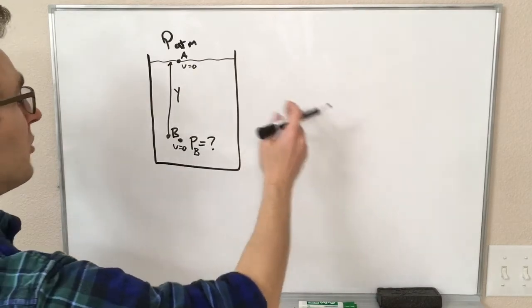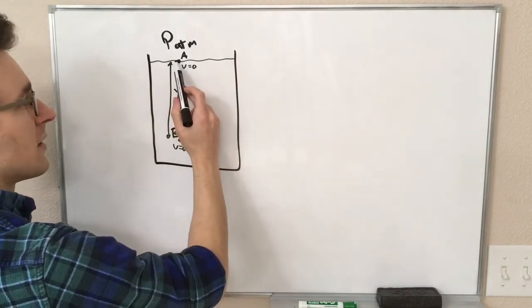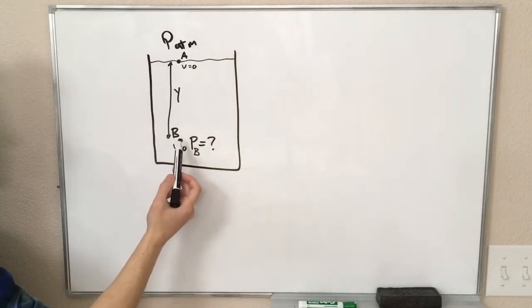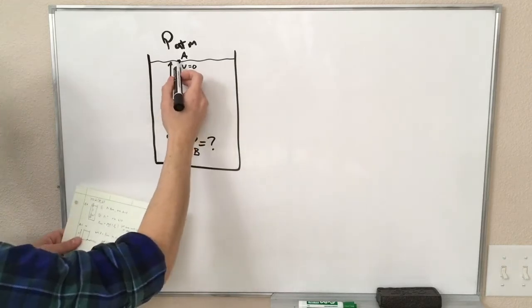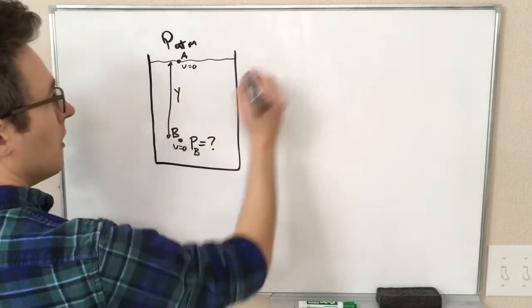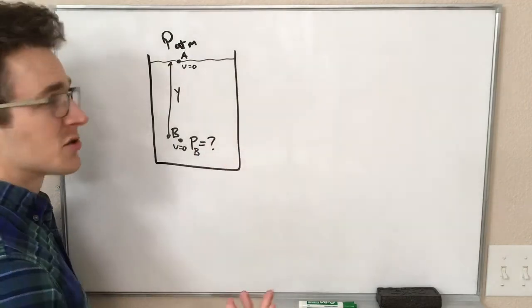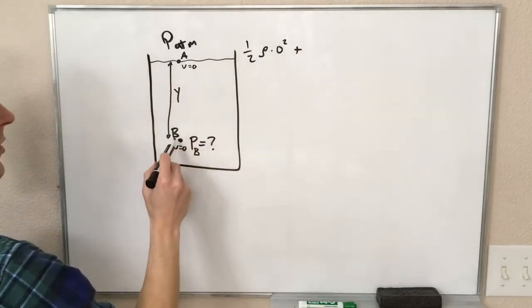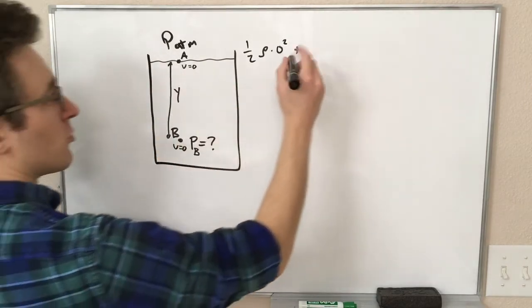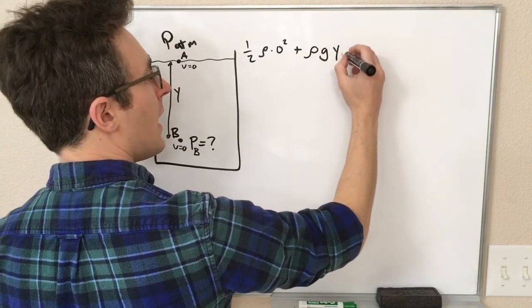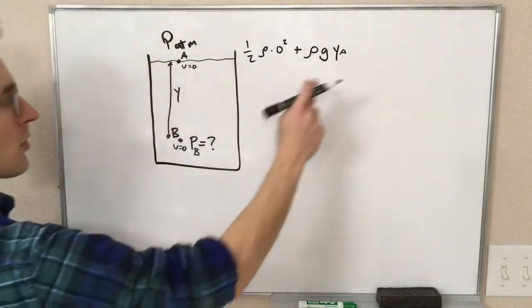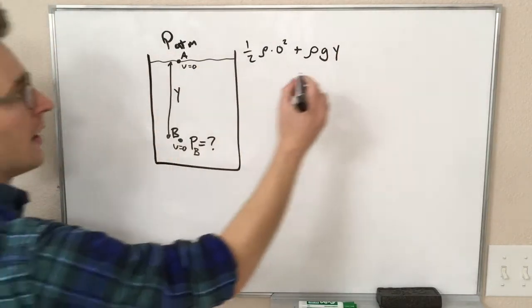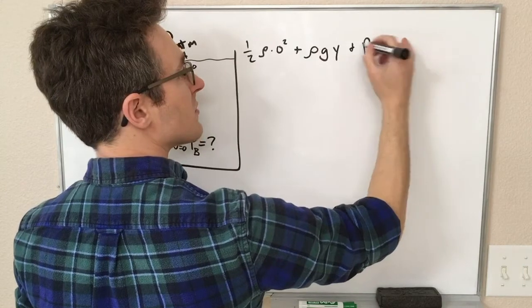So Bernoulli's equation says that kinetic energy plus potential energy plus pressure at A has to equal kinetic plus potential plus pressure at B. So at point A, V equals 0. So we have 1/2 rho 0 squared plus the potential energy at A, so that's rho g y, which is what we're calling y here, and the pressure at A, which is this atmospheric pressure.